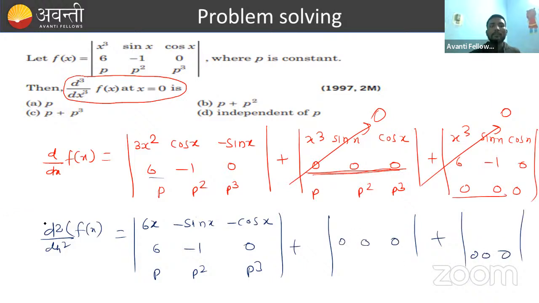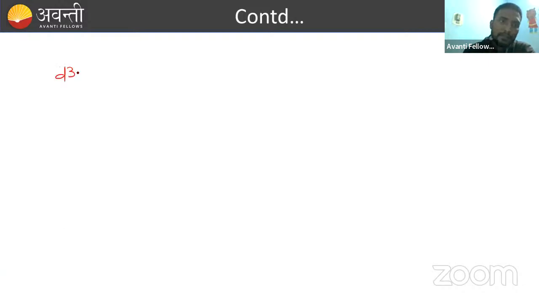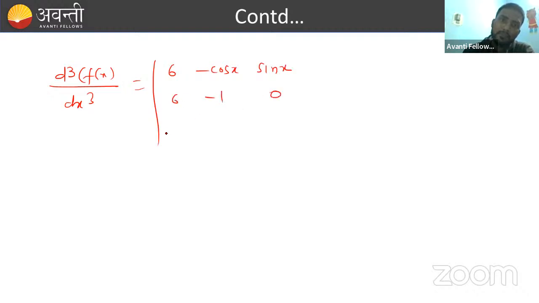Because of double differentiation. And then again we will do the triple differentiation. It will become 6, it will become minus cos x, and it will become plus sin x. So we will do the other thing, that is d³f(x)/dx³. So it will be 6, minus cos x and sin x. It is 6, minus 1, 0, p² and pq.